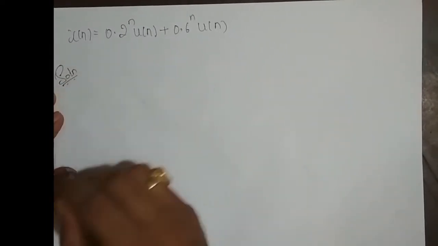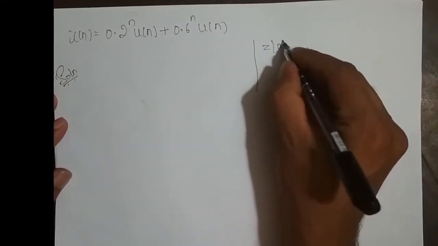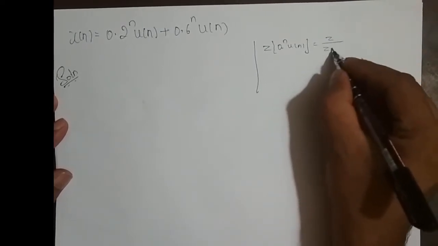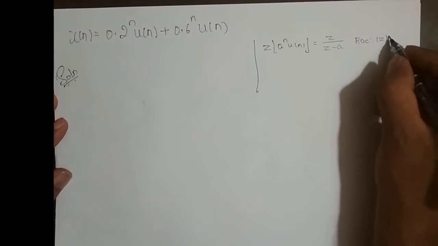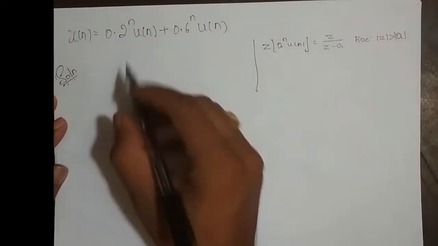Solution. So we know the Z transform of a power n u of n is z divided by z minus a, right? And what is the ROC? ROC is magnitude of z is greater than magnitude of a. It is outside the circle with radius a. So we can apply the standard result here.